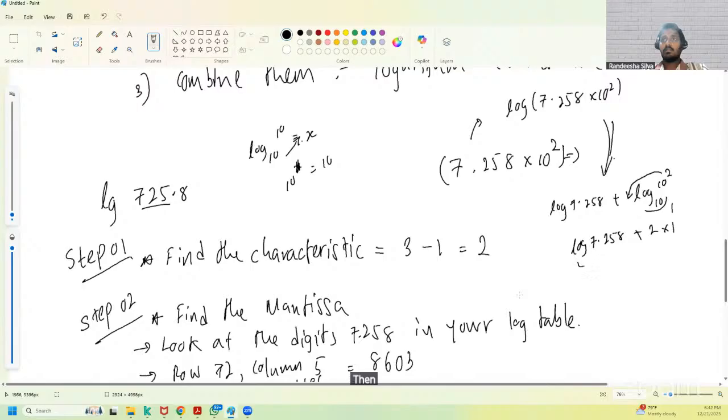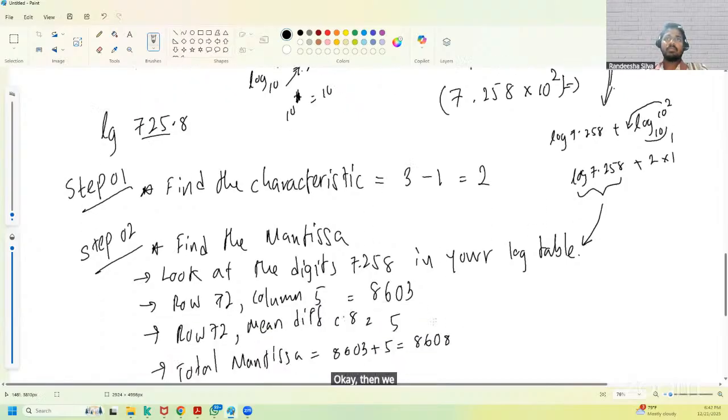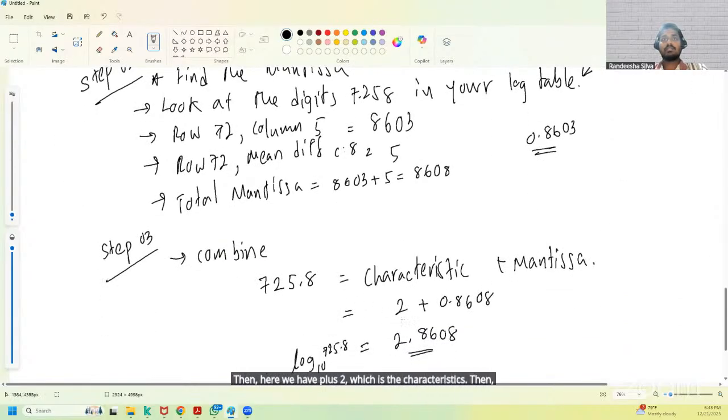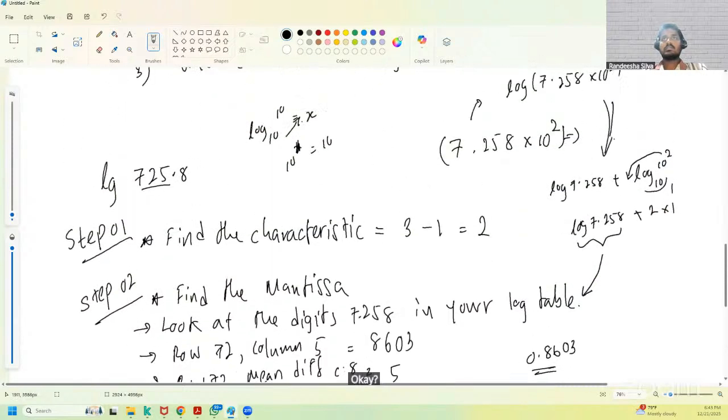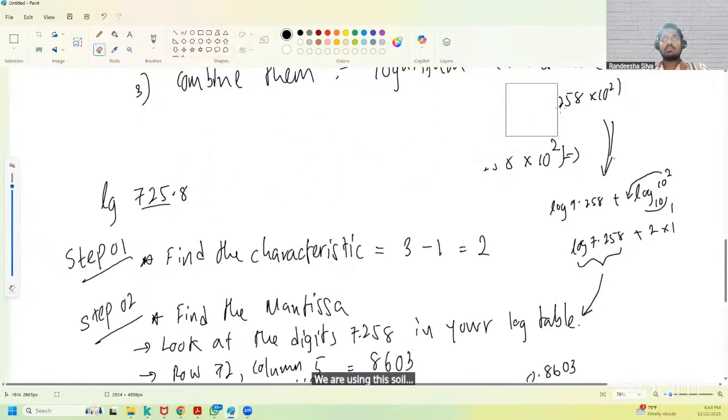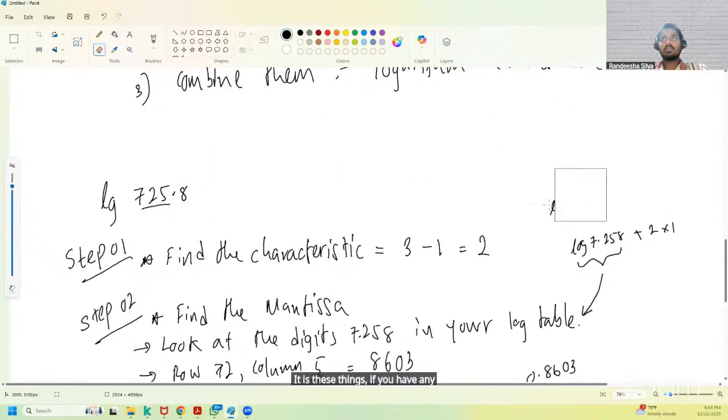In the mantissa we found the logarithm of this, and the number is 7.258, which is why it has one decimal point. So we take it as 0.8603, plus 2, which is the characteristic. We add this 2 with this. This is the way we use it. I'll erase these things. If you have any questions, you can ask now.